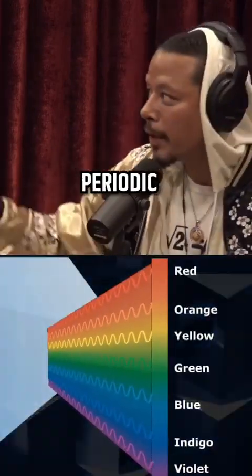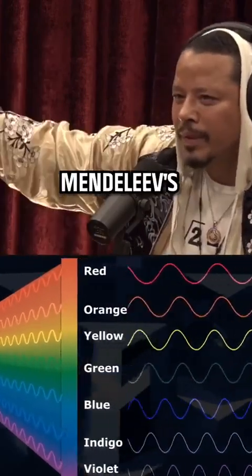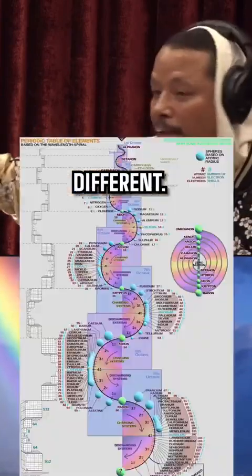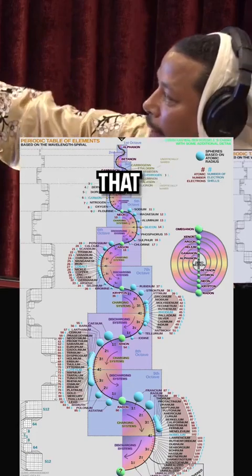Walter Russell's periodic table that he put together. Now you compare that to Mendeleyev's periodic table and you'll see something completely different. It's unwinding. Whoa. And you see there's a relationship that hydrogen.